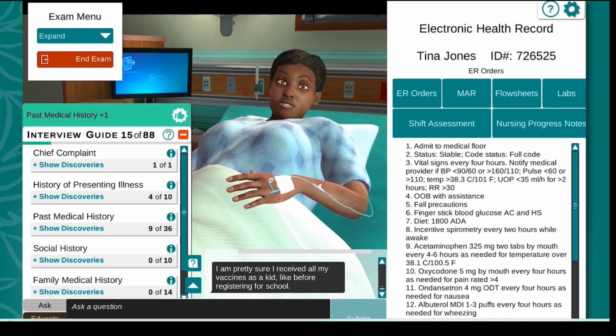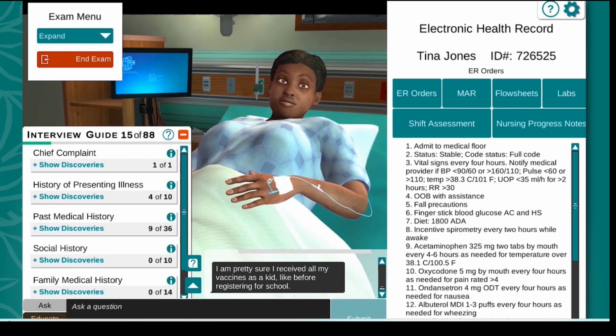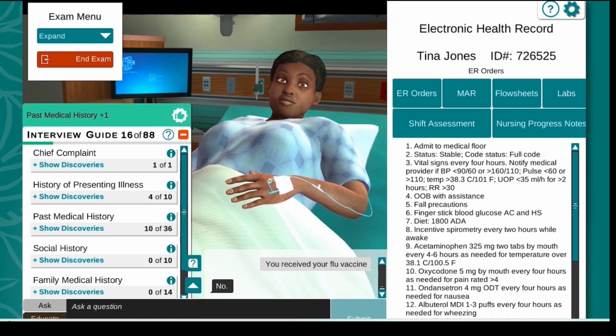I'm pretty sure I received all my vaccines as a kid, like before registering for school. All right, now let's get a little bit more specific. Have you received your flu vaccine? No. All right, you could provide some education here for sure.